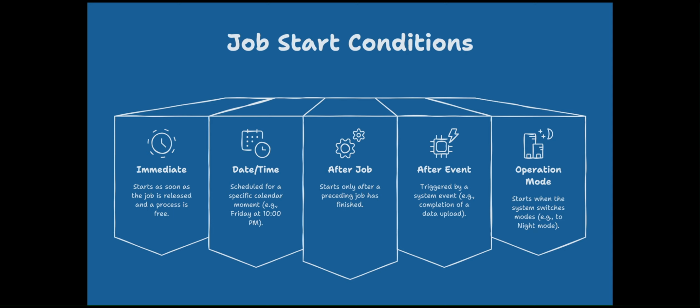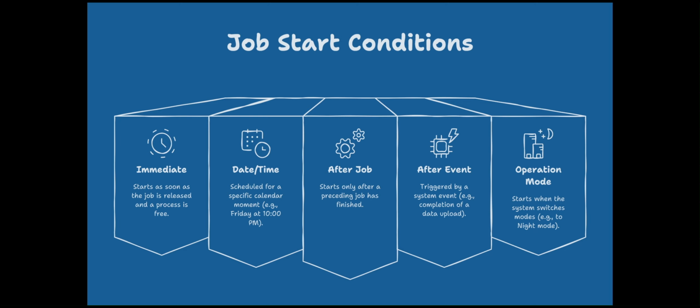Then the job start conditions. These are the start conditions: immediate, if you want to run it immediately. Then you can provide a specific date and time at which you want it to run. Then you can run it after a job. Suppose you are running a background job and you want this job to run once the earlier job finishes, that is, the preceding job has finished. Then you can use this after job option. While choosing it, the system will prompt you to enter the preceding job which you want to check whether it has finished or not.